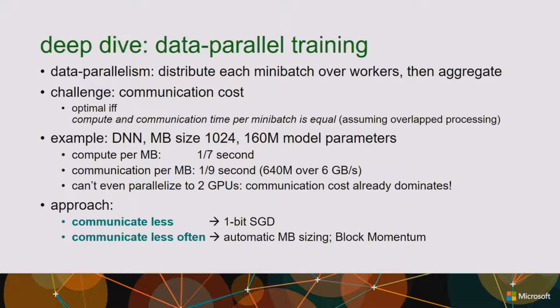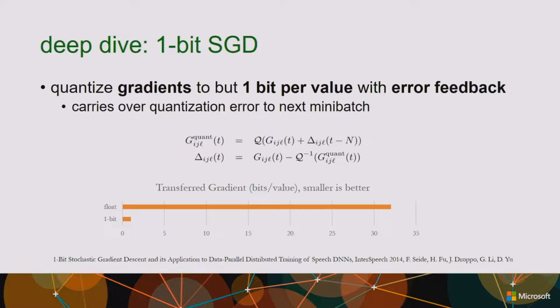There are two ways. One is you can try to compress your data, so every time you exchange data, you exchange less data. And the second is, well, do I actually need to communicate that often? Can I do that less often? And CNTK has solutions for both of those. Let's talk about the first one. It turns out we found you can actually quantize gradients. You can quantize them very, very aggressively, down to a single bit.